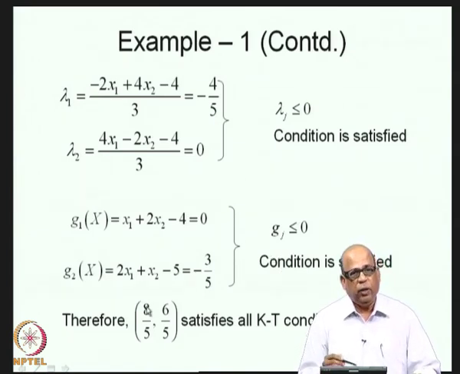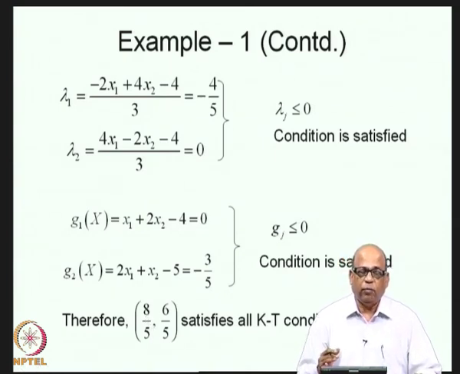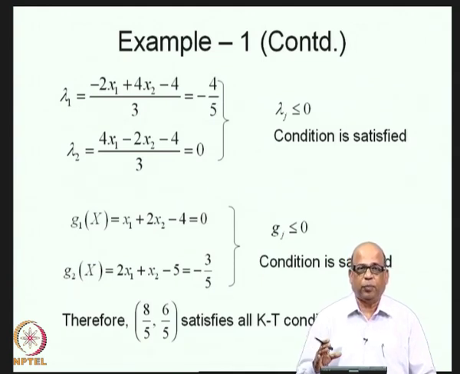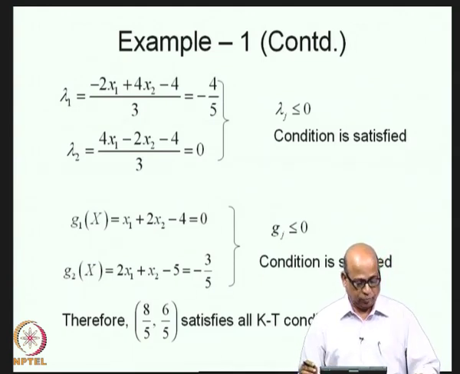So, the point 8 by 5, 6 by 5 satisfies all the conditions. All the 4 sets of KT conditions are satisfied by this point, 8 by 5, 6 by 5. However, we have still not exhausted all the remaining solutions. Even if we identify one point as satisfying all the conditions, we still need to exhaust all the remaining solutions to capture all the stationary points.